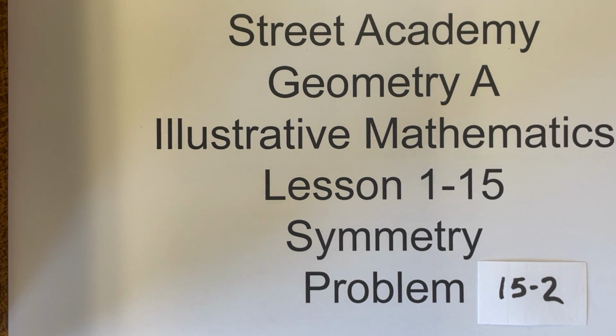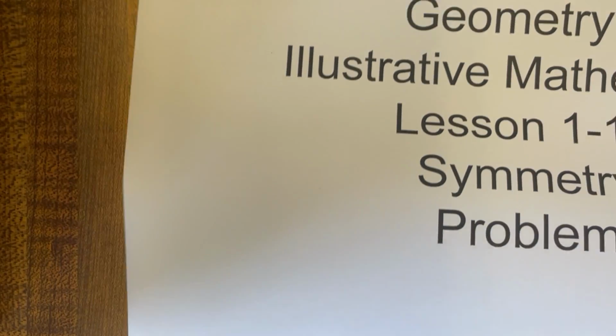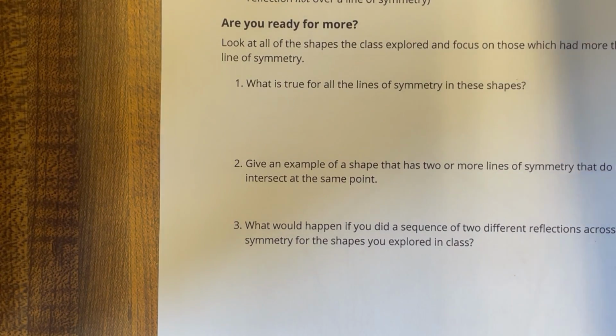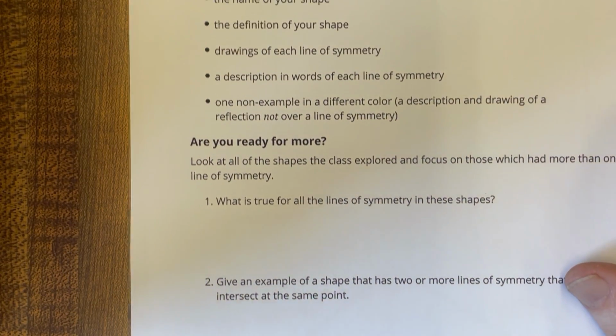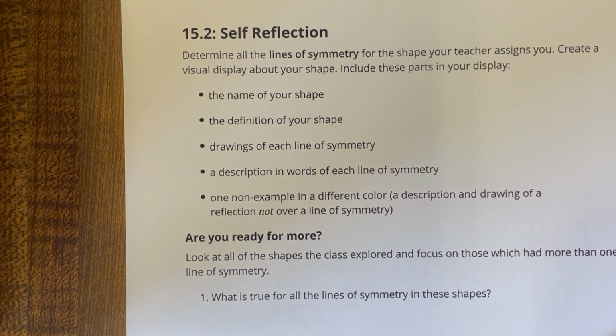We're continuing our lesson on reflection symmetry, and now we're going to do problem number 15.2. So in problem 15.2, your teacher is going to give you a shape, and you have to create a display about your shape that's got the name of your shape, a definition, and drawings of each line of symmetry, and a description in words of each line of symmetry.